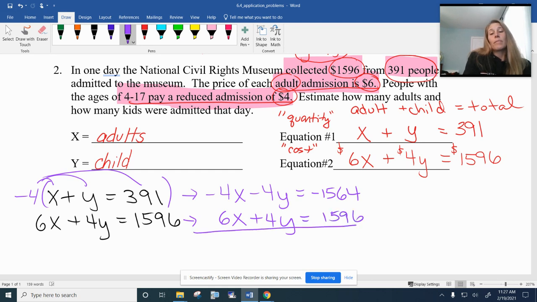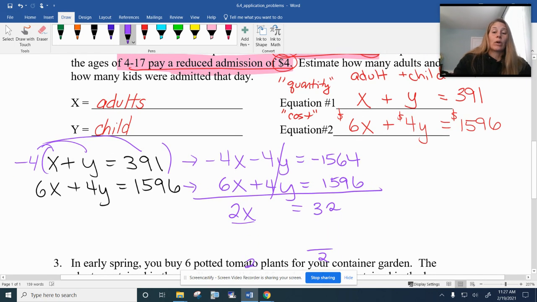And now I can combine. So -4x and 6x is going to give me a 2x. The y's are going to cancel because that's what I did to set it up. And then 1596 minus 1564 is going to give me 32. And then, of course, I would just divide by 2 so I could finish up this problem.